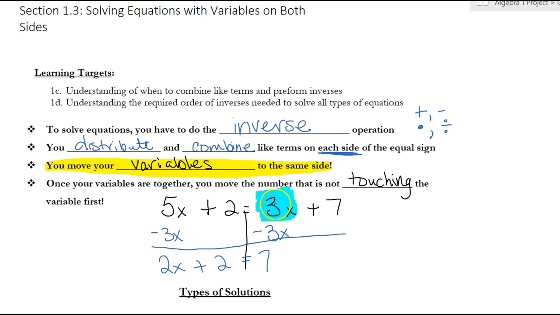But again, I put the x's on top of each other. I could not put this 3x right here next to the 2 because it's not the same. So x's have to be lined up with x's. That's the most important thing.